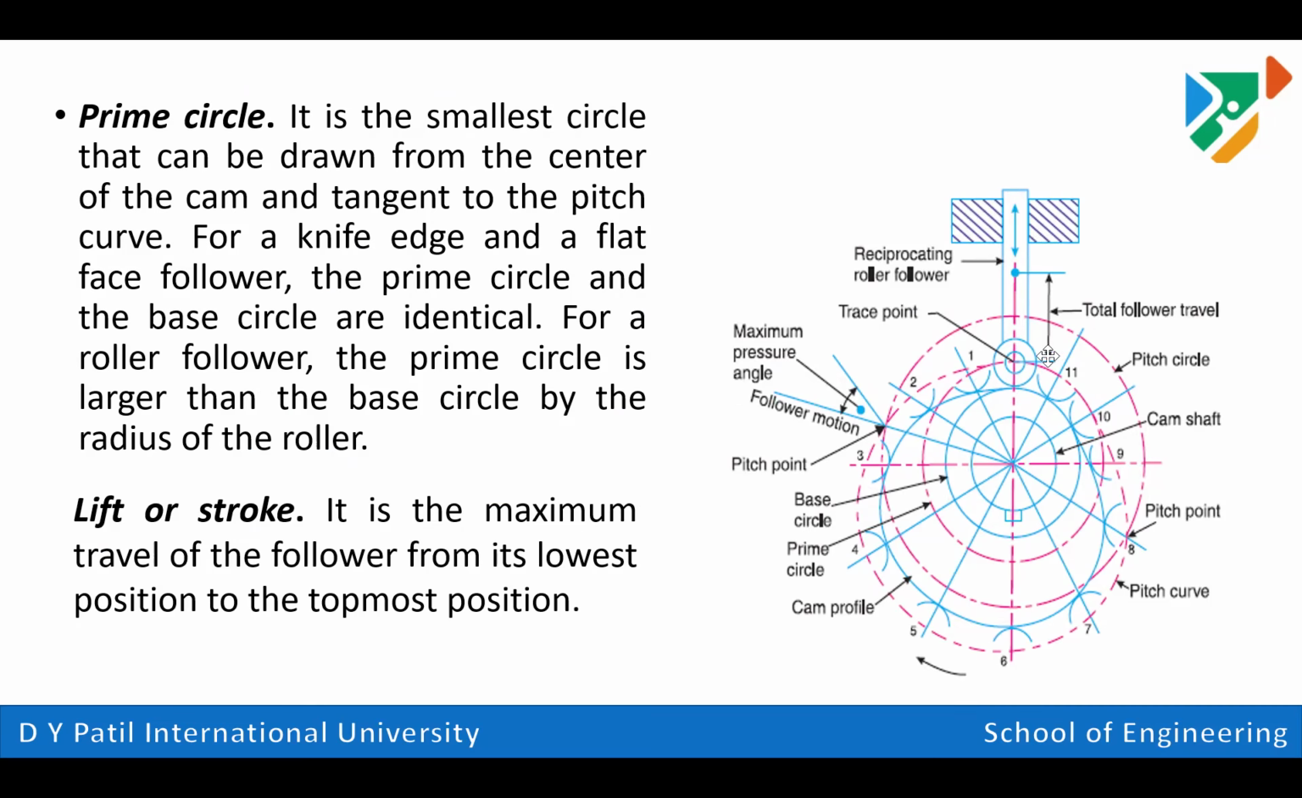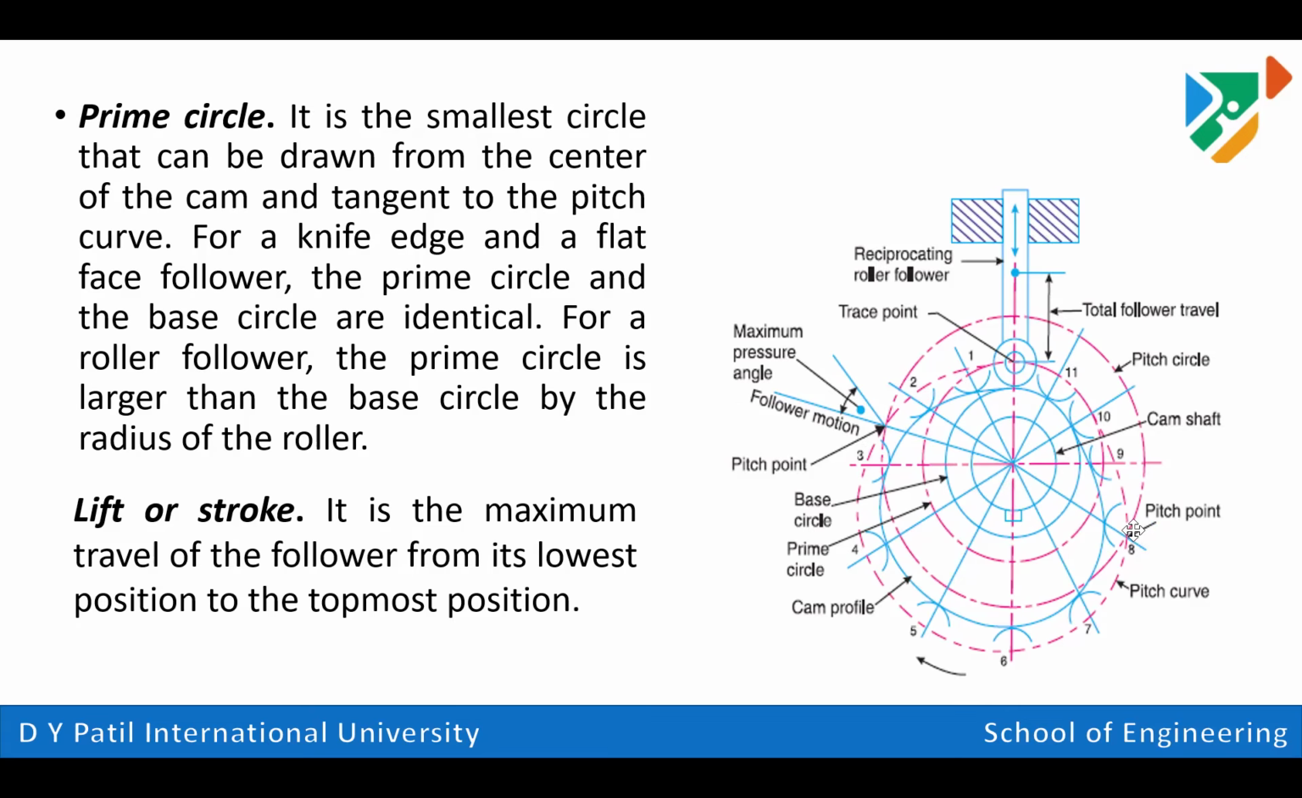So basically, in case of cam and follower, we have the base circle. Then we have the roller circle for that cam profile. And then we have a third circle, known as the prime circle or pitch circle, which is passing through that particular maximum pressure angle point. And one more thing we have is the pitch curve, the curve which is passing through the center points of all these roller positions.